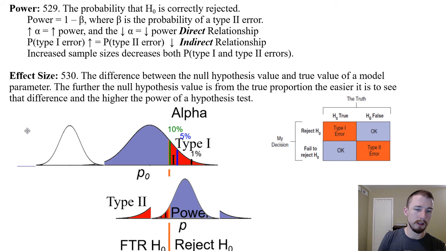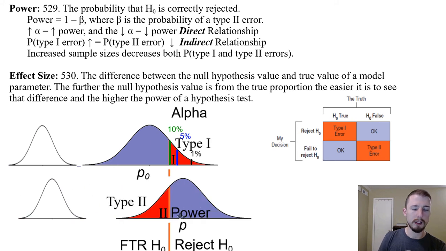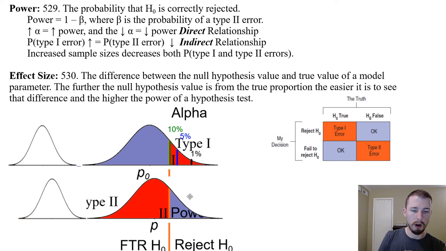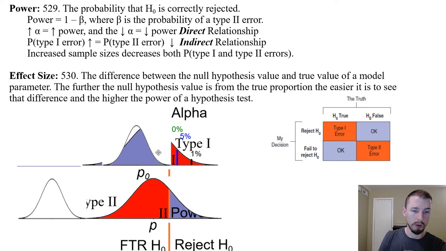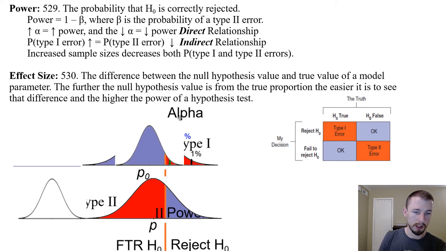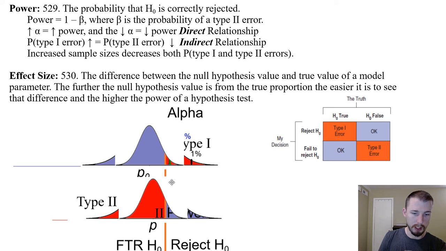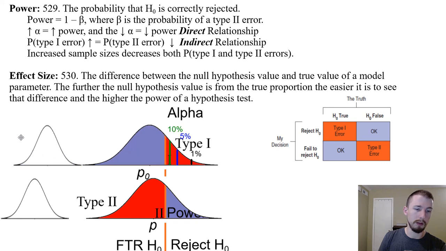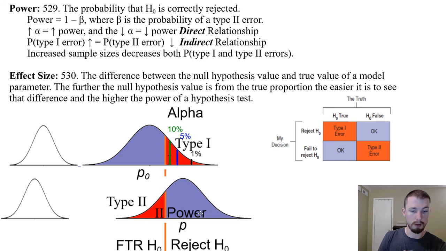Then the effect size. The effect size is going to be the offset between the true proportion and the hypothesized proportion. If it's just barely above the hypothesized proportion, then we're not going to have a very powerful test unless we really increase our sample size. Then we might have a slightly more powerful test. But if they're really close to each other, we're going to need a really large sample size in order to be able to detect it. So we really want a larger effect size. The further away those two are from each other, the more powerful our test is going to be.